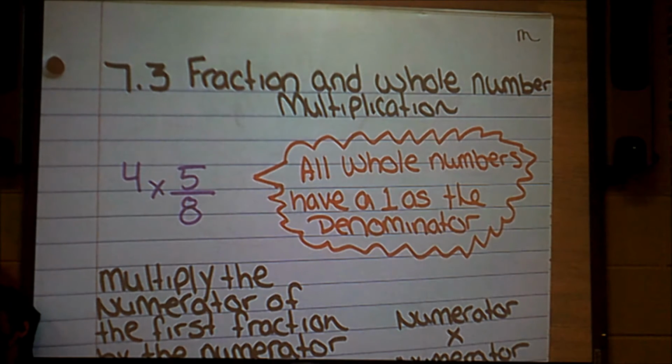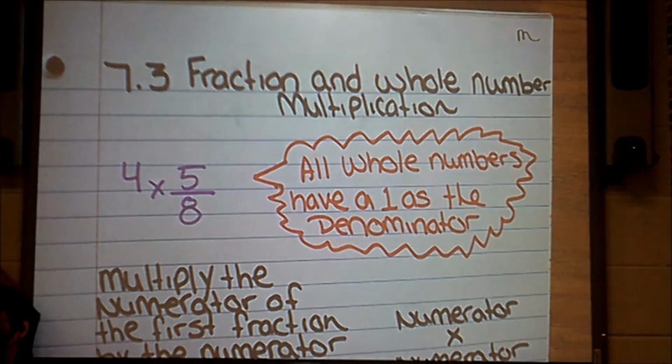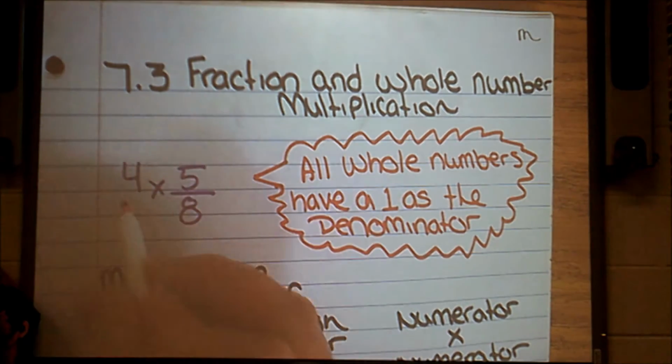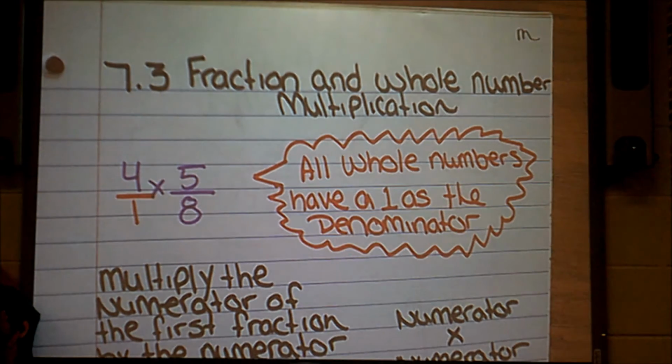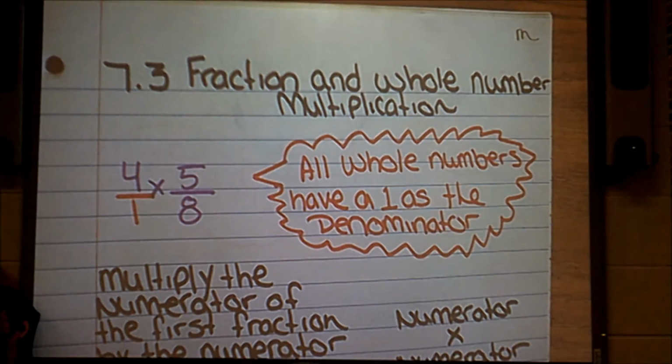So as you can see there, my big red bubble says that all whole numbers have 1 as the denominator. So that 4 over there is obviously a whole number, and I'm going to write it with a 1 as my denominator. So then from there, I just go through my steps. I'm going to multiply numerator times numerator, denominator times denominator, which are what my steps say right here.